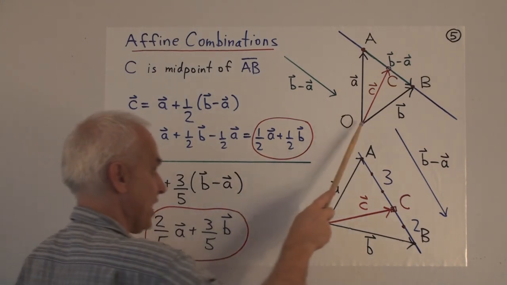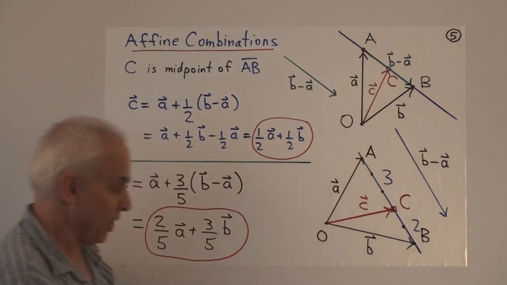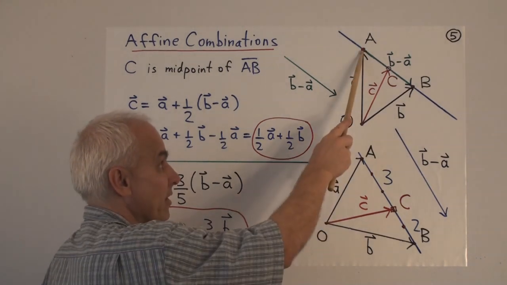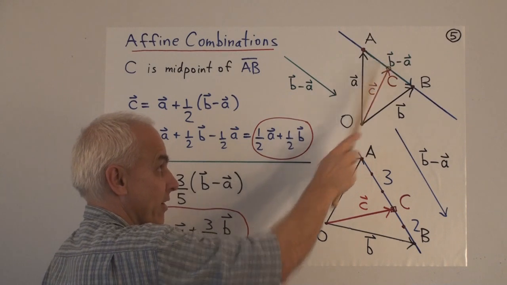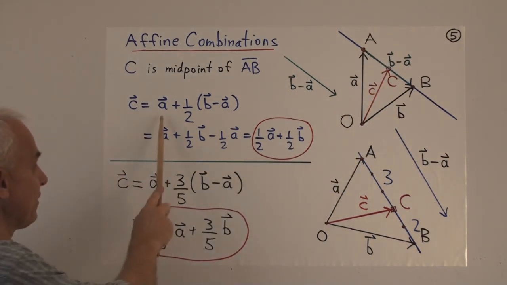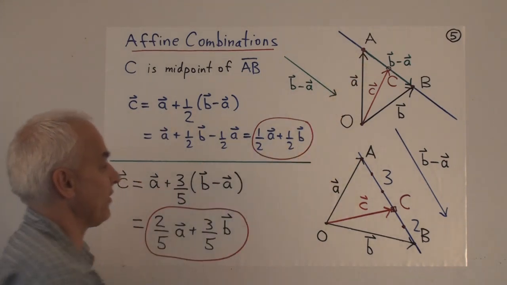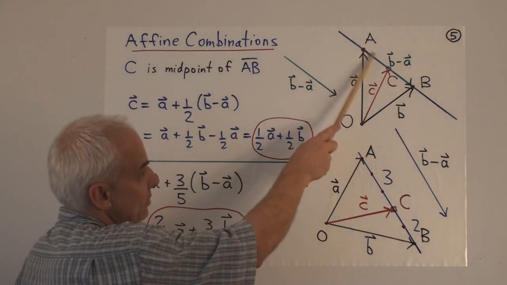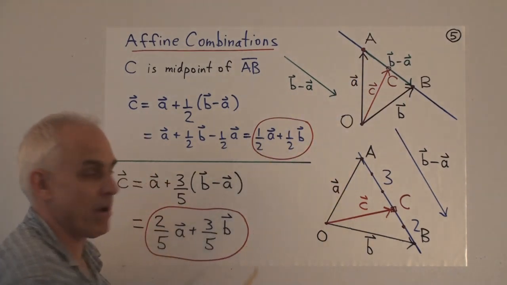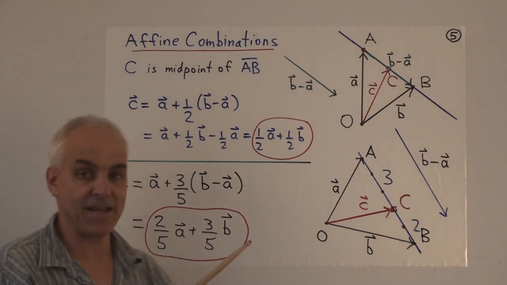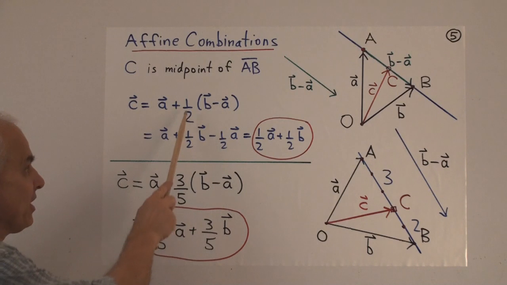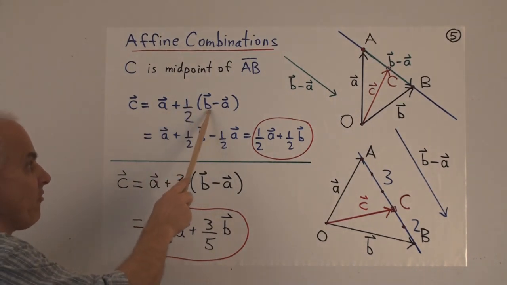And now we can ask, well, how do we get from O to C? We can get there with 2 steps. First we can go from here to here, and then we can go from here to here. And both of those steps we know, because the first vector is a. That's clear. Now what is this vector from here to here? Well, it's in the same direction as b minus a, but by assumption, it's exactly half as far. It's half of the vector b minus a. So we write a plus 1/2 of b minus a.